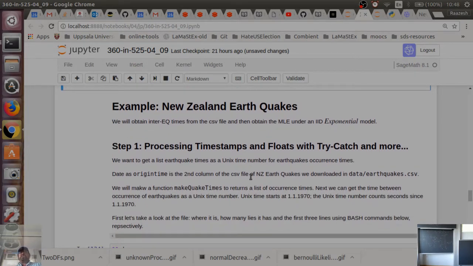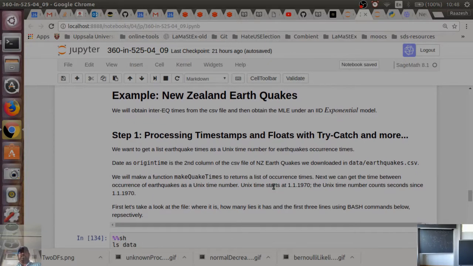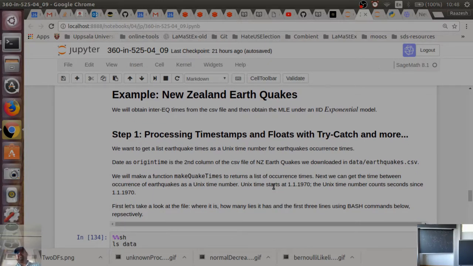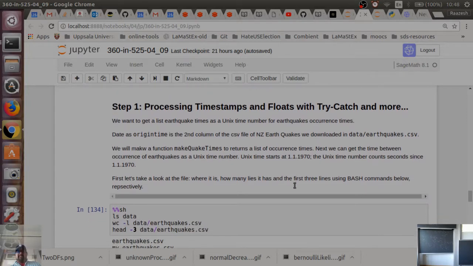Now let's look at the New Zealand earthquakes. So here, processing timestamps and floats with try-catch is what we're going to do in step 1. And then in step 2, we'll apply the data to our MLE and see how well this exponential model with the unknown parameter lambda star can be estimated. Okay, so that's the main idea.